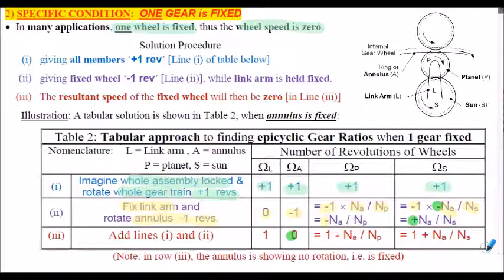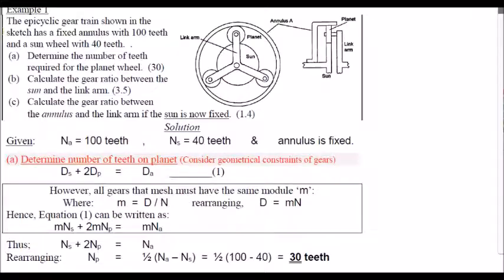Okay, so that's the generic processes involved, and there are two conditions, a general condition and a specific condition. But let's just talk this through. This is example 1. We've got an epicyclic gear train that's shown in the sketch.